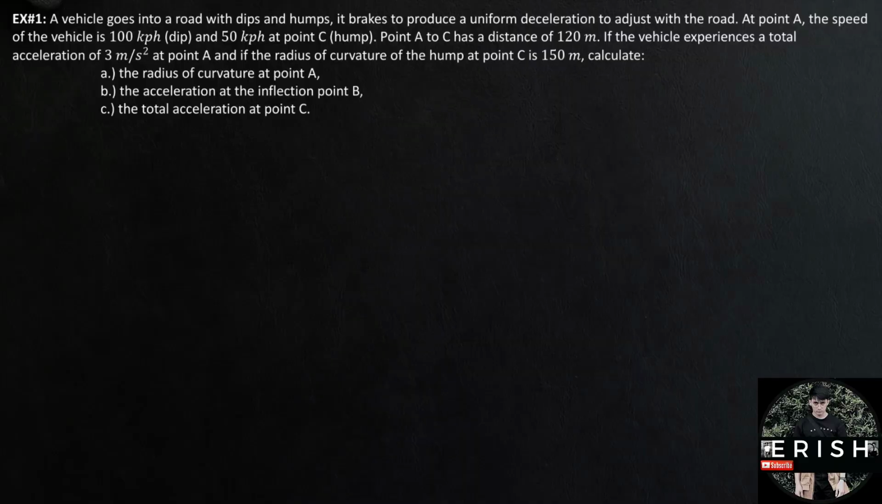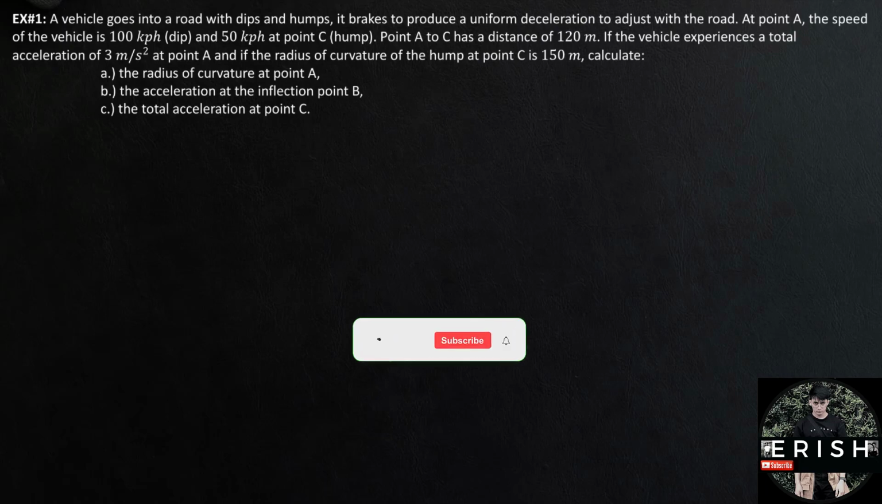Example number 1. A vehicle goes into a road with dips and humps. It brakes to produce a uniform deceleration to adjust with the road. At point A, the speed of the vehicle is 100 km per hour. Yun yung dip natin or yung palalim. And 50 km per hour at point C.